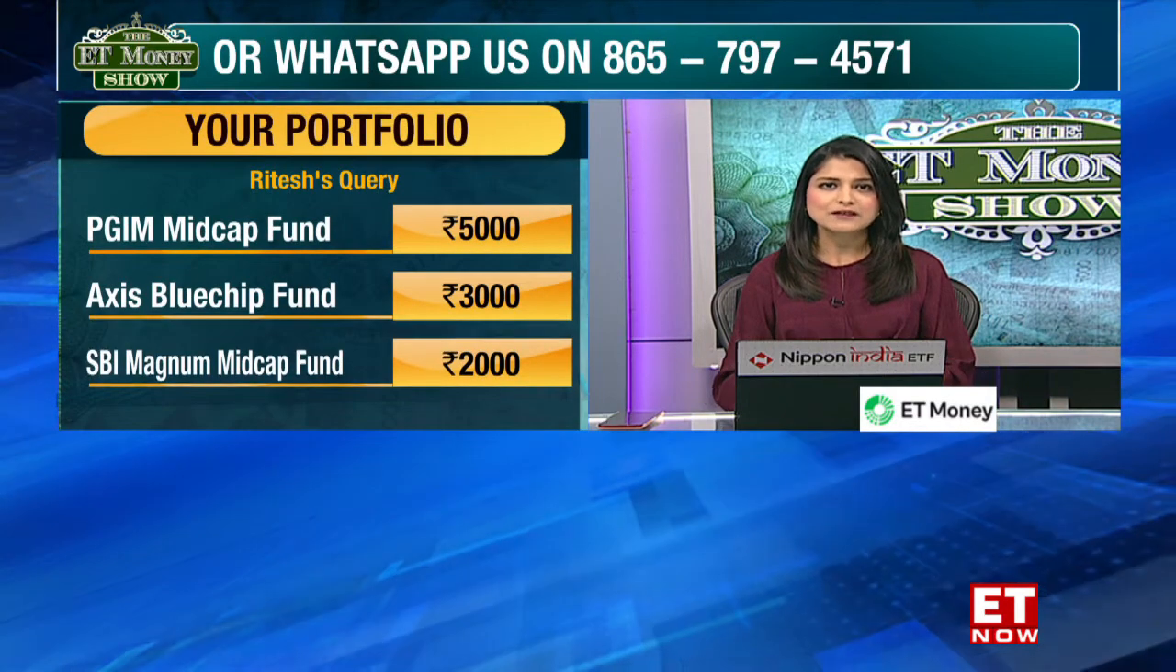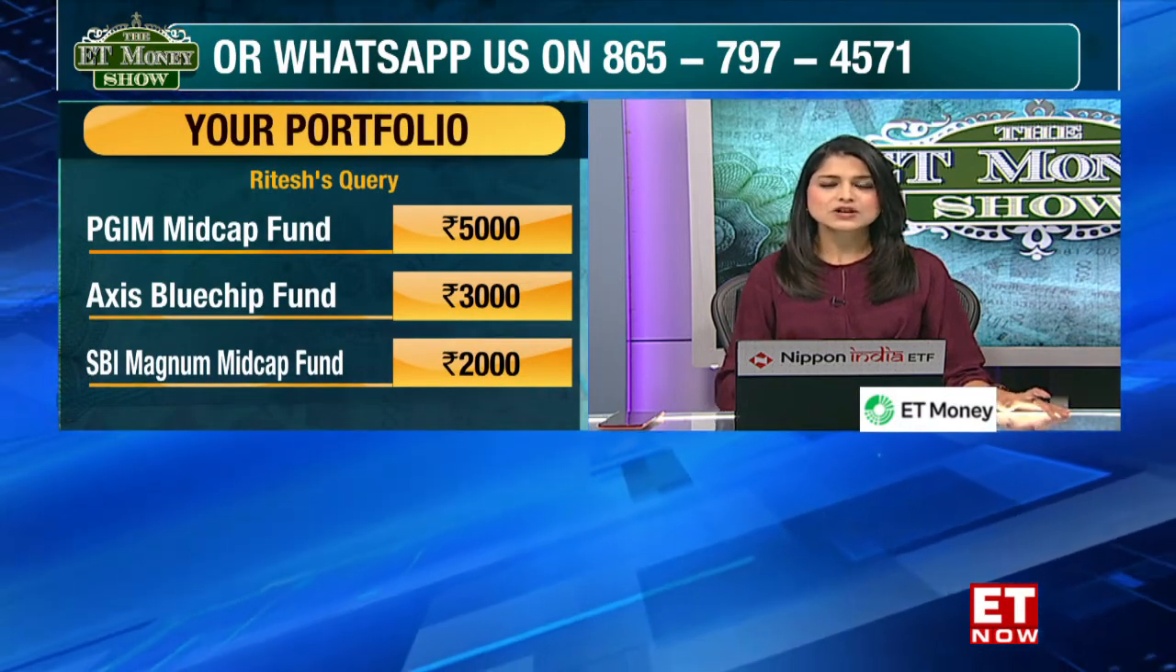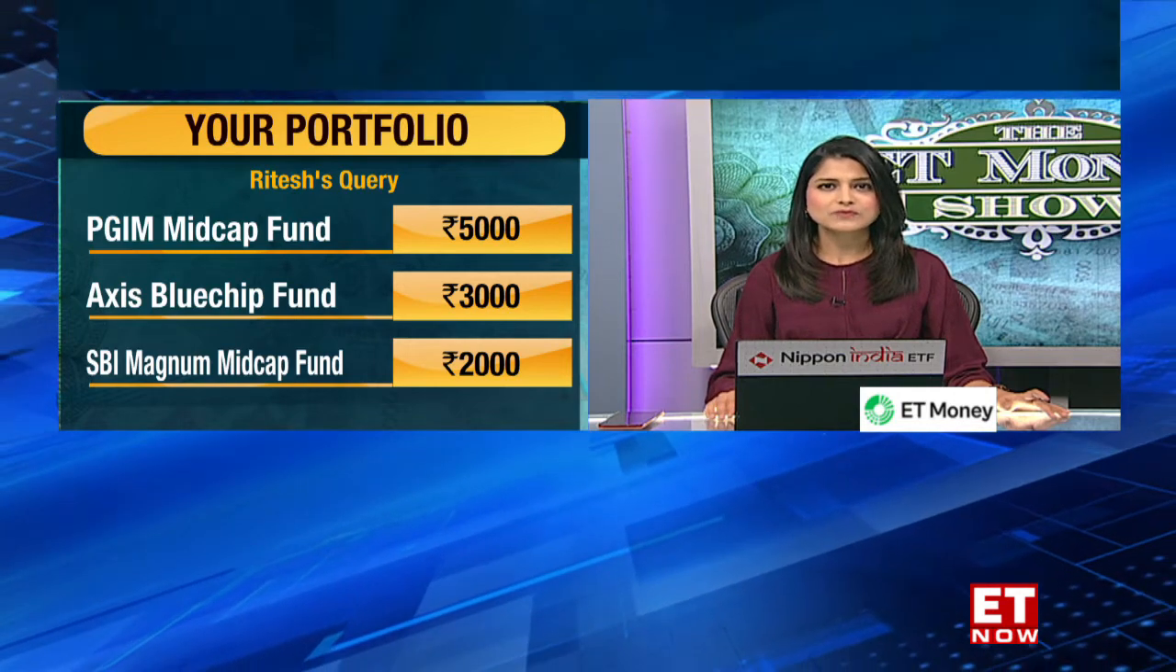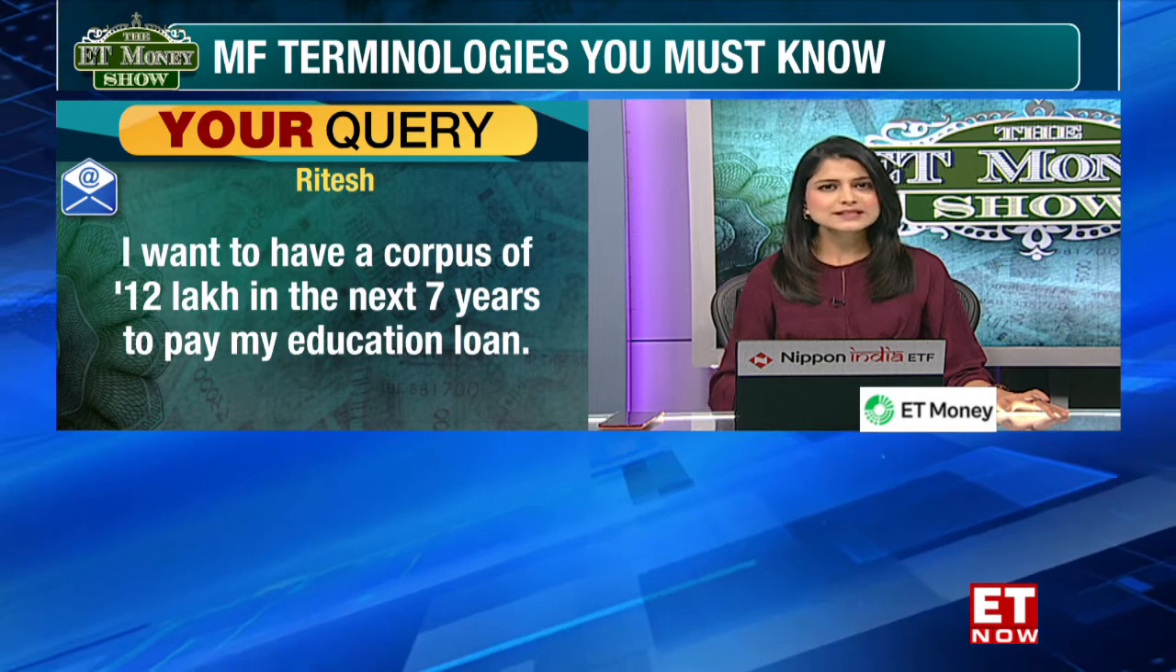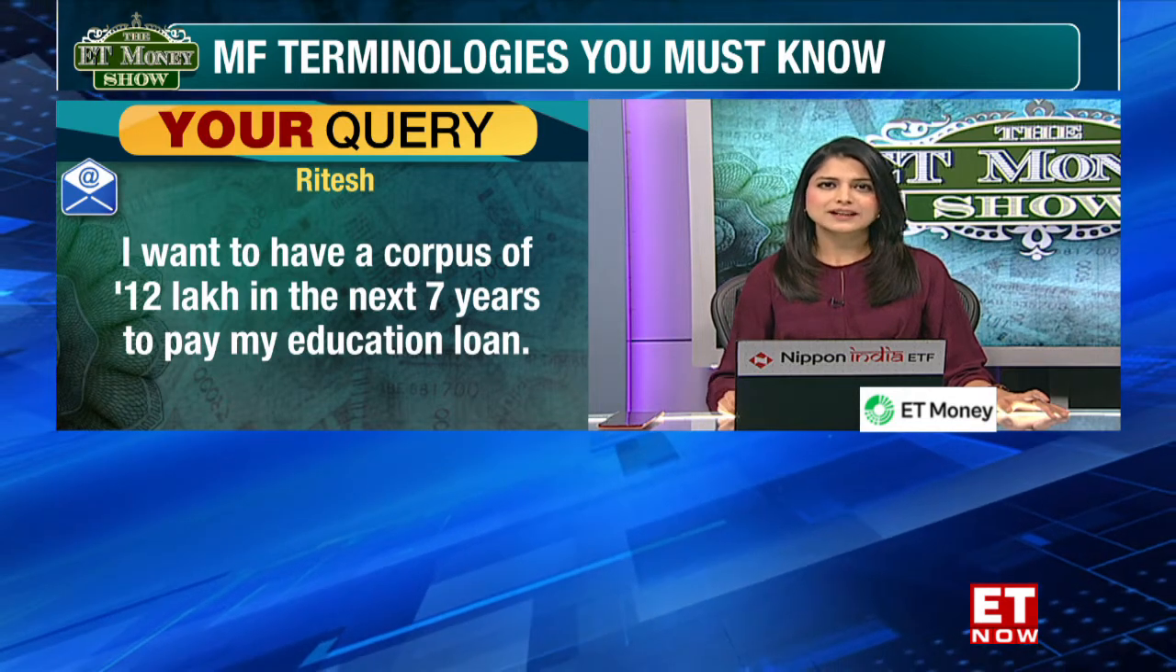He's currently investing rupees 10,000 per month in equity mutual funds, and he's investing in the following mutual funds. Let me just read them out. One is PGI Mid Cap Fund for 5,000 rupees, Axis Bank Blue Chip Fund for another 3,000, SBI Magnum Mid Cap Fund for 2,000, and he wants to have a corpus of rupees 12 lakhs in the next 7 years to pay off his education loan. In the last 5 years, he has amassed 5 lakh rupees. So should he stick to these funds? What's your view on that?